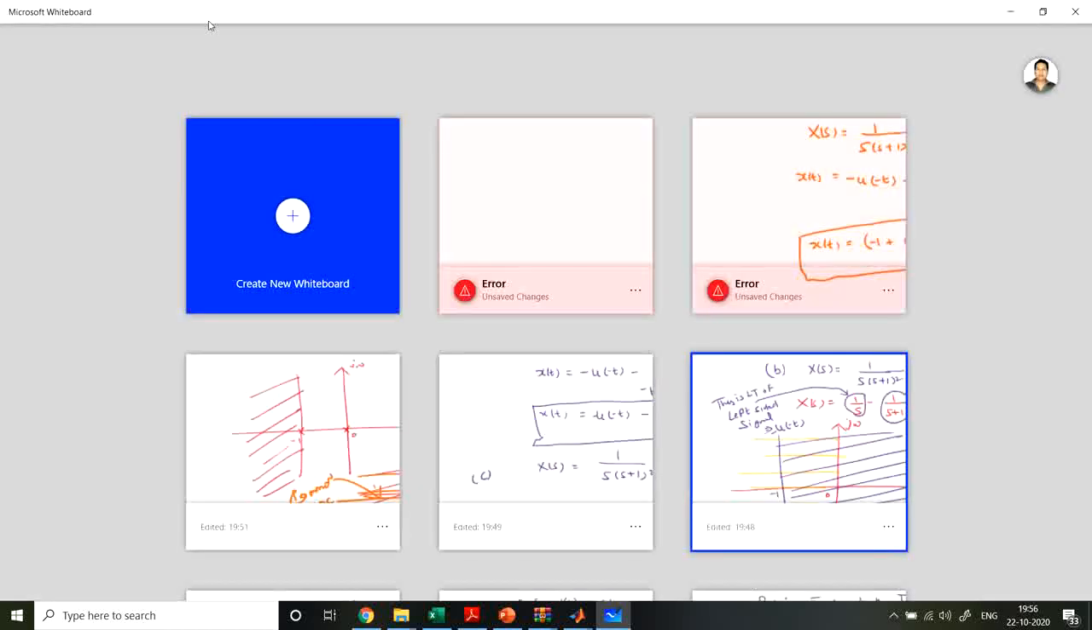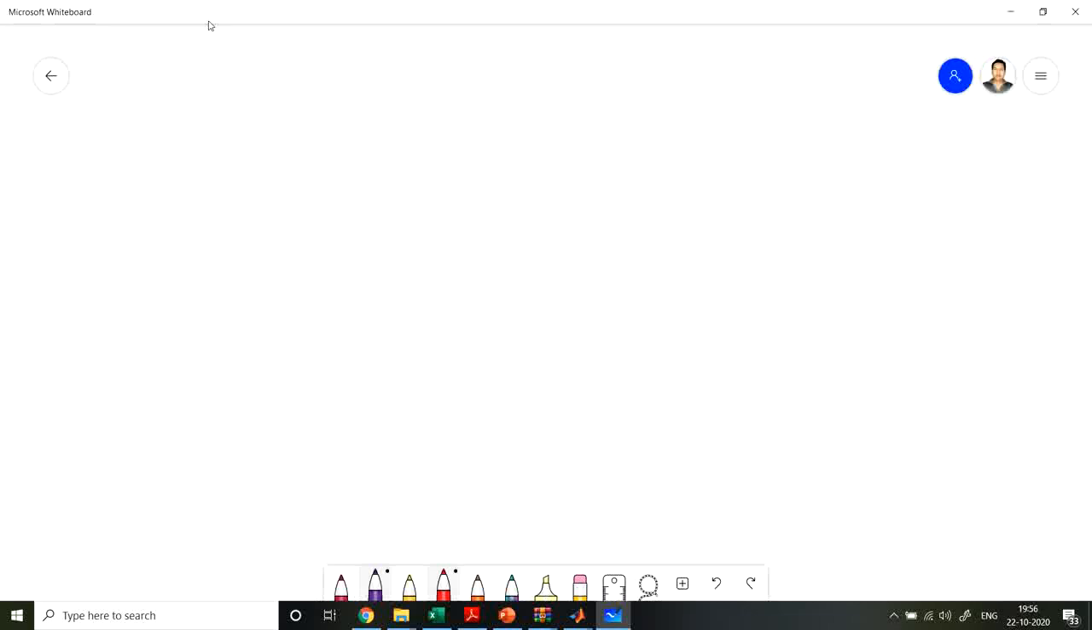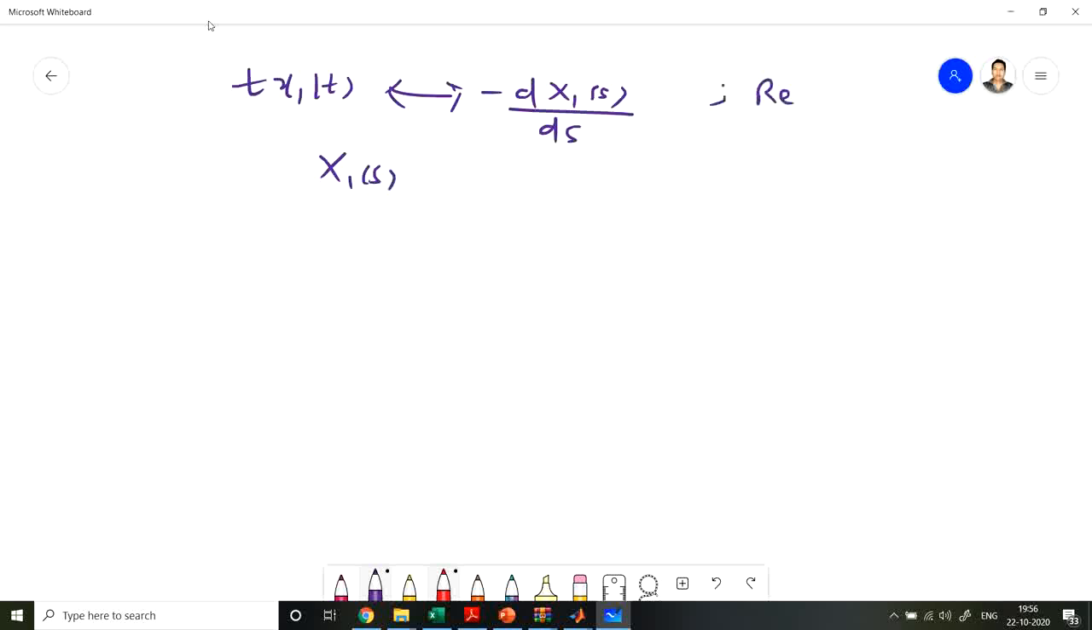Now we remember that property, that if we multiply this x1t with t, then the Laplace transform of t x1t is nothing but minus d x1s divided by ds. So what is x1s? And the real part of s is always greater than 0. This property will not change the ROC. So x1s is 2 divided by s square plus 4.